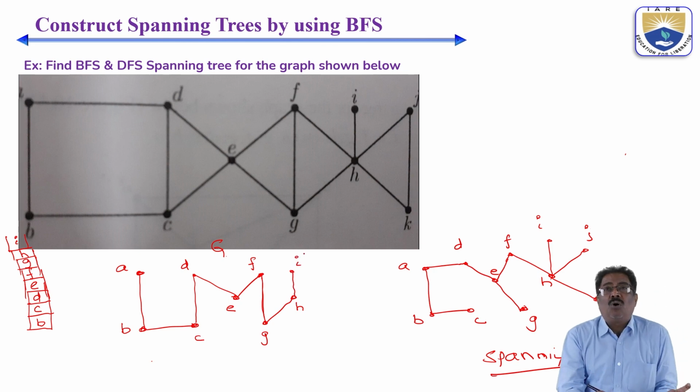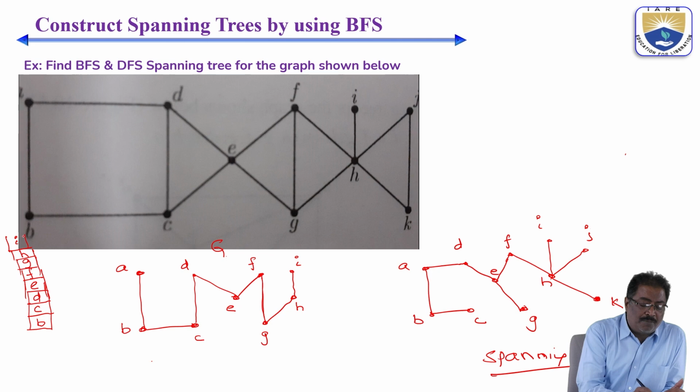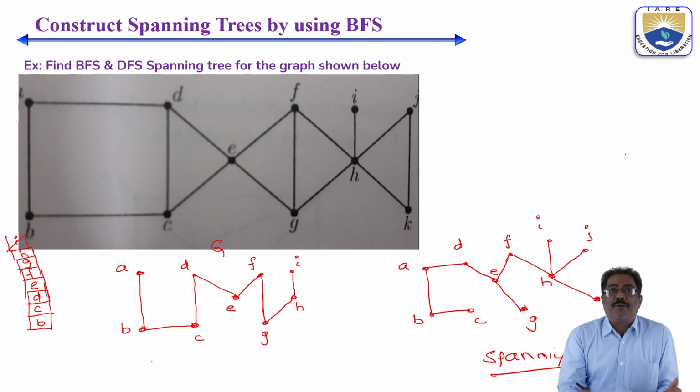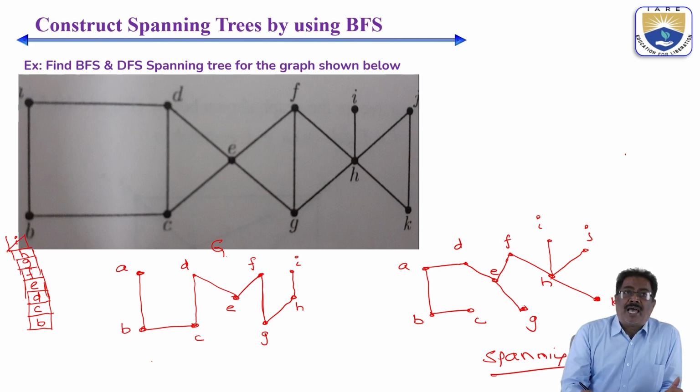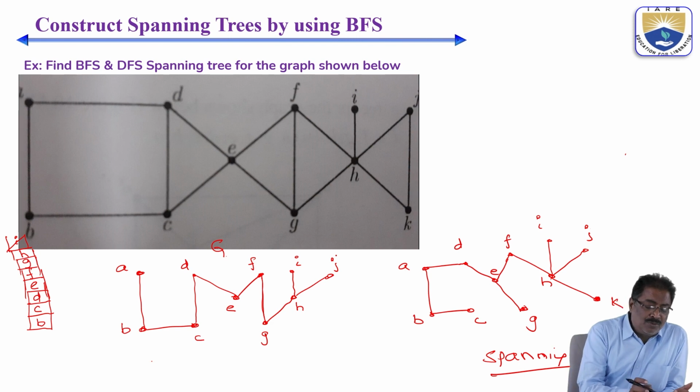Then there is no further vertex from I, so I will backtrack. There is no adjacent vertex from I, so I remove it from the stack, and then I search for another adjacent vertex from H. From H there are two adjacent vertices, and from these we select J and push J into the stack.